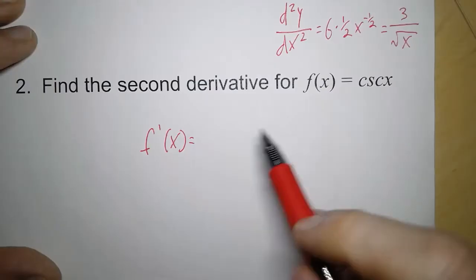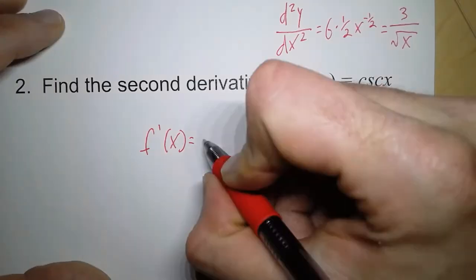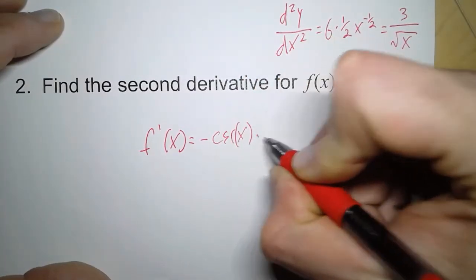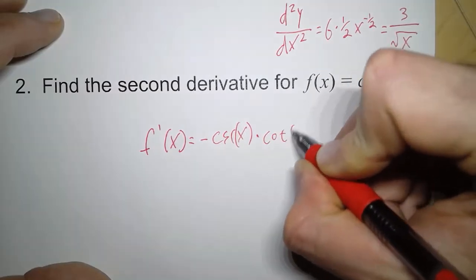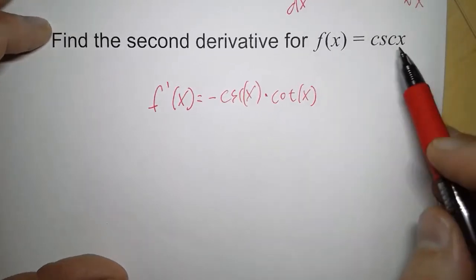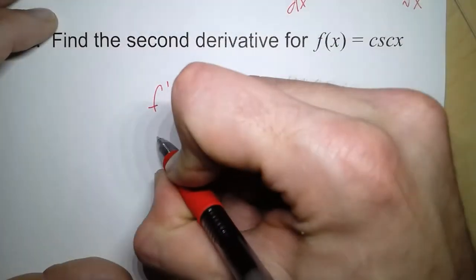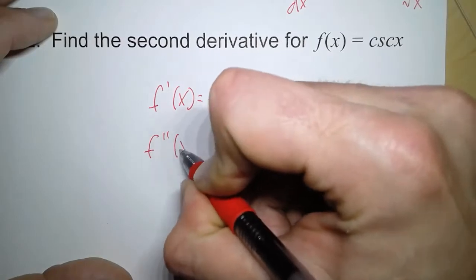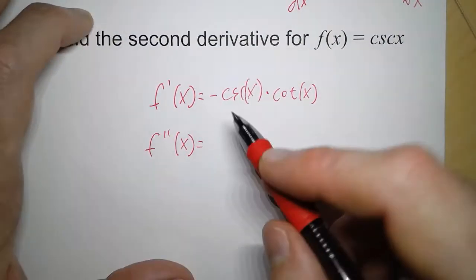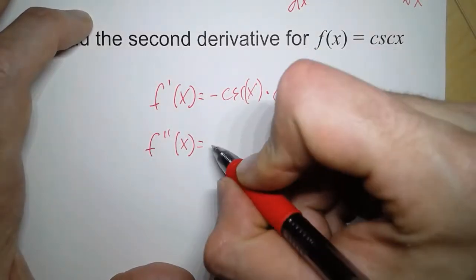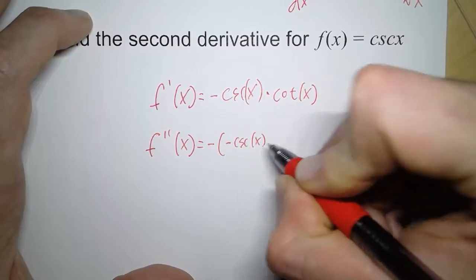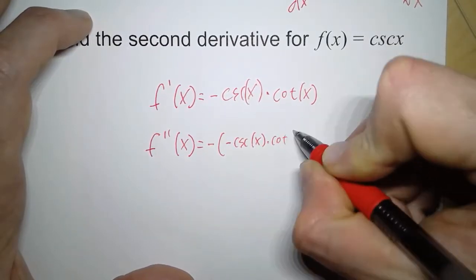And so the derivative of cosecant is negative cosecant x times cotangent of x. Now that was a rule we already had, but to find the second derivative, this is going to require us to use product rule because we have two functions that are being multiplied. So first we'll find the derivative of cosecant again. So that's negative cosecant of x times cotangent of x.